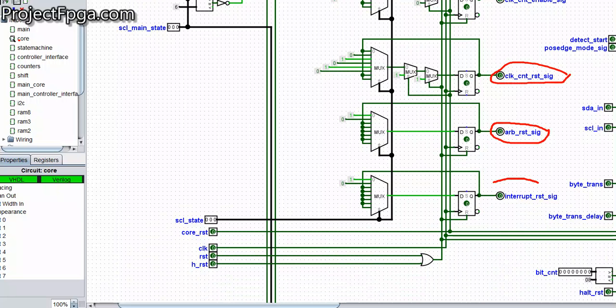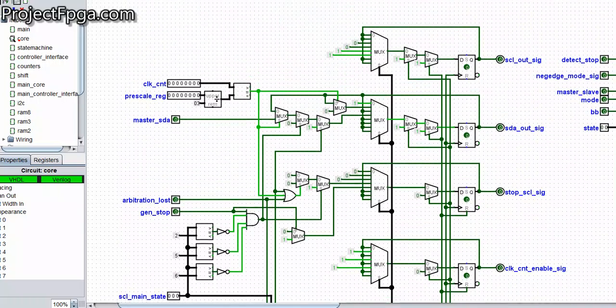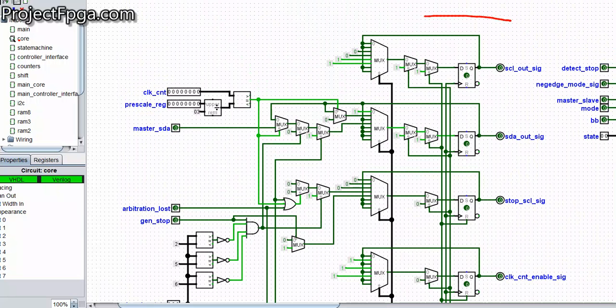Then you also have this interrupt reset. Interrupt is likewise generated after every transmission. I'm going to show you how the interrupt is being generated. But let's discuss these signals one after the other. Let's just talk about this one, how the SCL main state controls this.